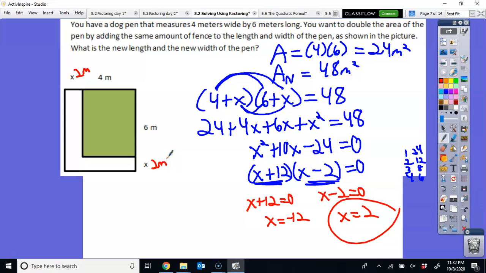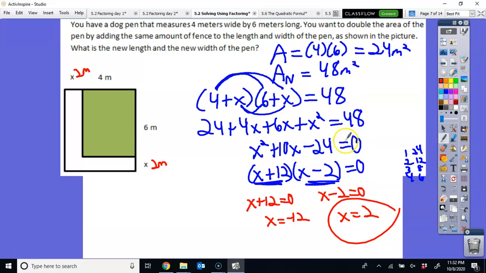You could do this same type of example with putting the concrete around a swimming pool. You only have a certain amount of money to afford a certain square footage of concrete. And so you set up your equation equal to what you can afford, and then you go through and you solve it the same way.